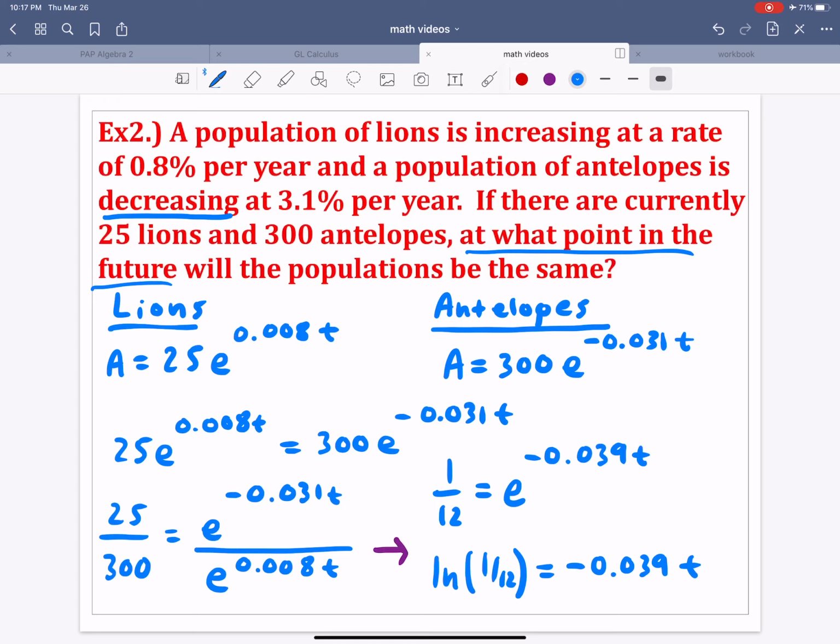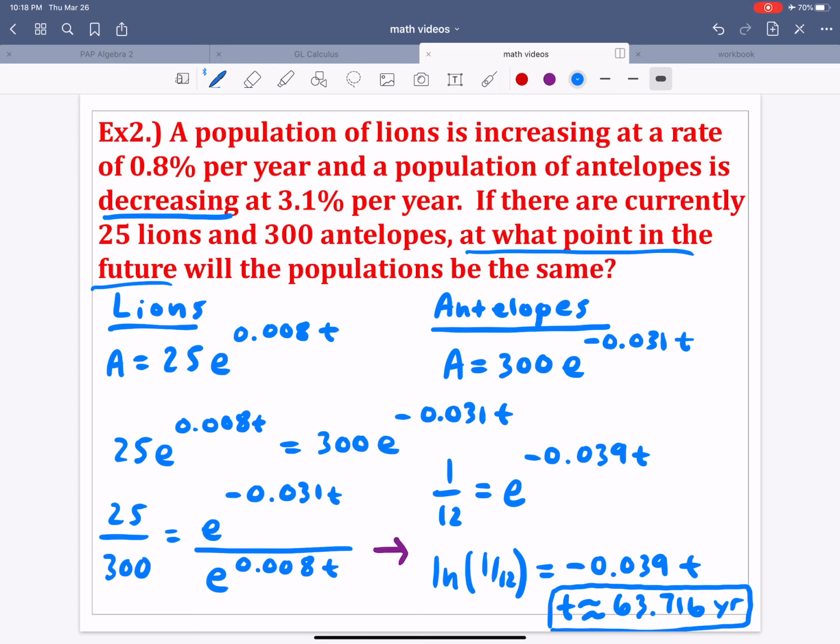So again, this turns into a graphing calculator problem. You're going to take the natural log of 1 divided by 12, and then divide that number by negative 0.039. And when you do that, you're going to get t is approximately 63.716 years. So it's going to take some time, but in 63 years, there will be exactly the same number of lions as there are antelopes.